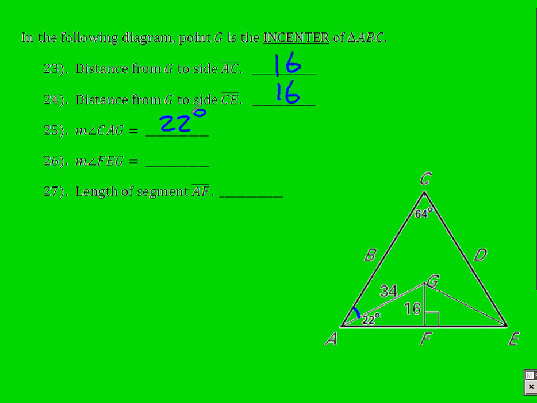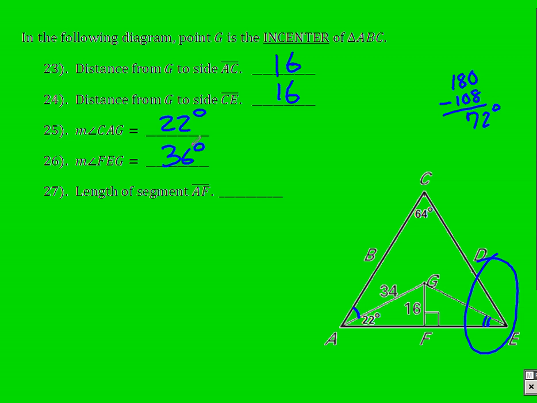The last one, angle FEG, that's this angle right here. How do I find this? Well, I have 64 here. I have 22 and 22. How much is left? Well, that means I do 180 minus all of that. 64, 22, and 22 is 108. That leaves me 72 degrees left for the entire big angle here. But I want just one of those. So 72 divided by 2 gives me 36 degrees.